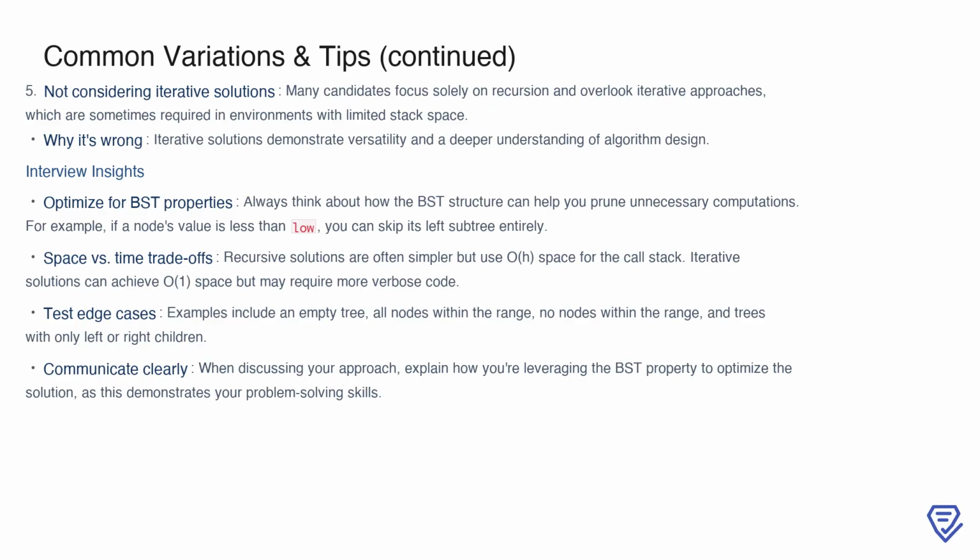You should also weigh the trade-offs between space and time when deciding on an approach. Recursive solutions are often simpler but require O(h) space for the call stack, where h is the tree's height. On the other hand, iterative solutions can be more space efficient, using additional space, but they often require more verbose code. Additionally, testing for edge cases is essential. These might include an empty tree, scenarios where all nodes fall within the range, cases where no nodes are in the range, or trees that consist only of left or right children.